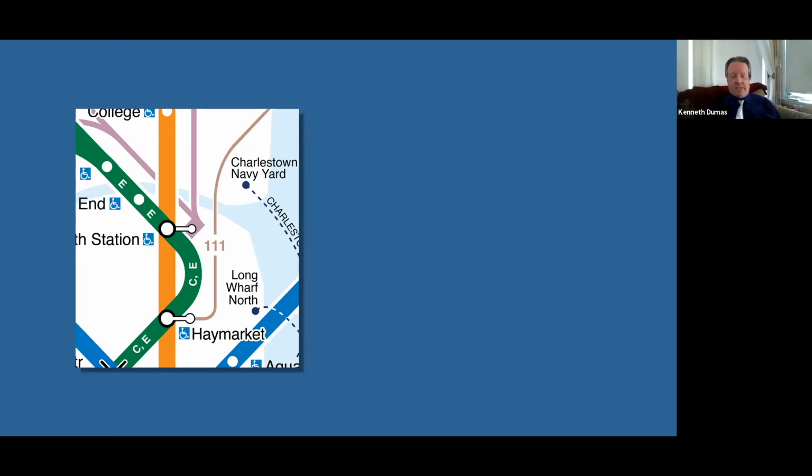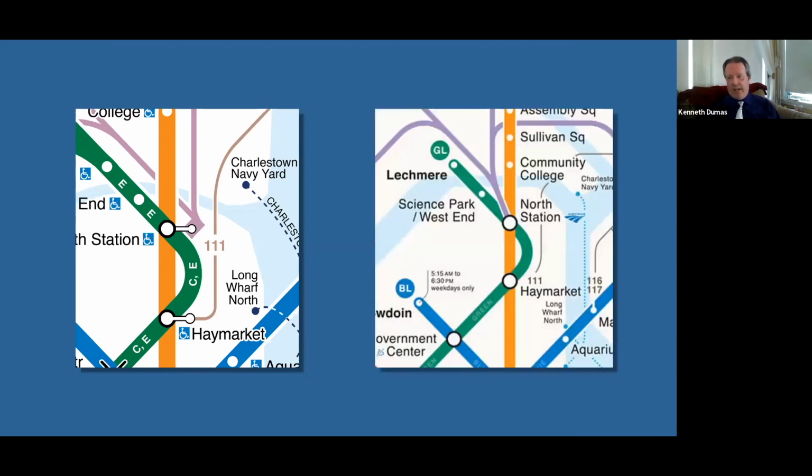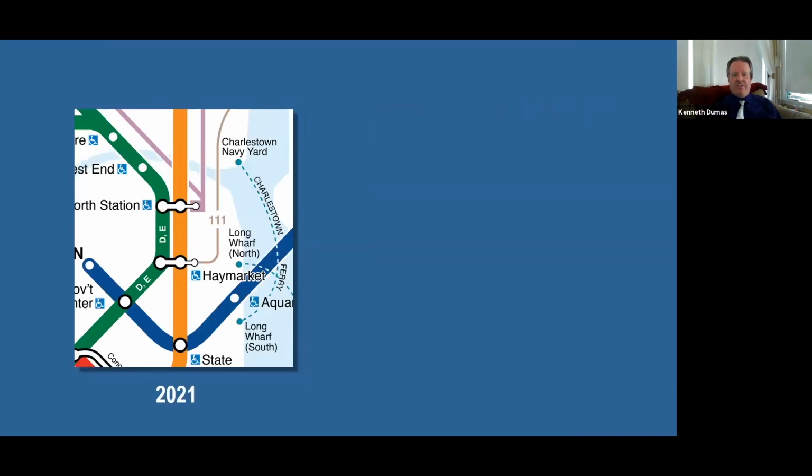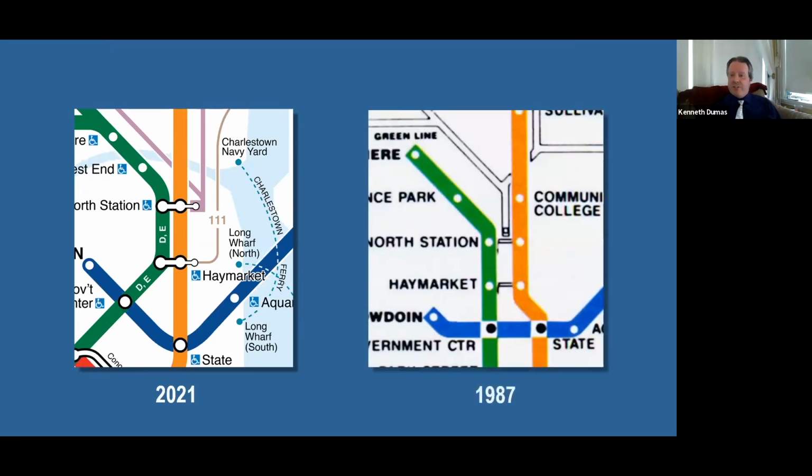But the reason why this looks this way is because this is the way the contest winner had drawn it. And so I was told I had to leave it in. But the great news is that with the new map coming out later this year, this is what the green line and orange line interchange will look like. And it just goes to show you that if you just wait long enough, the more things change, the more they stay the same.